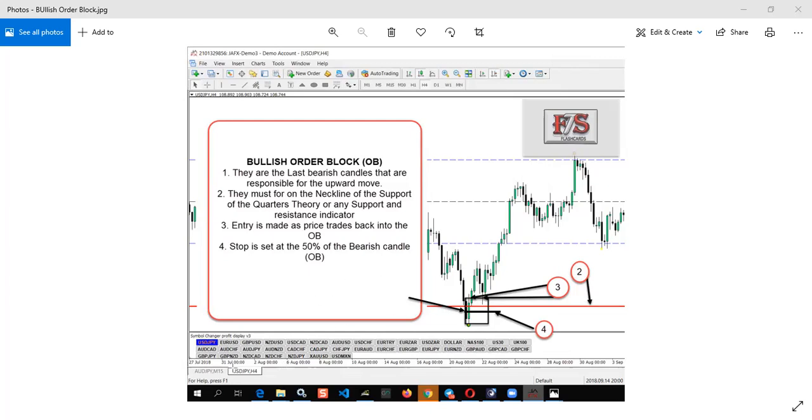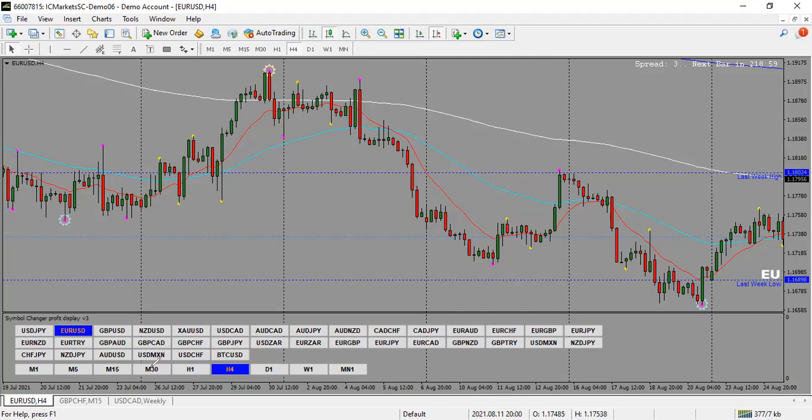So now, like I said, I've defined what a bullish order block is and what a bearish order block is. Now I'm going to take you to the chart, so that we can see it live and how it happened. So look at this.